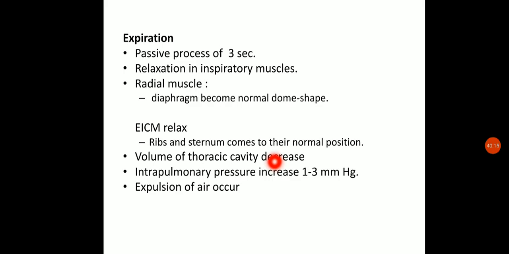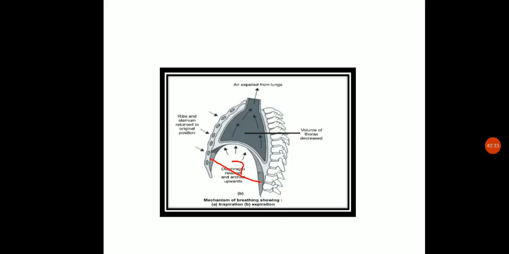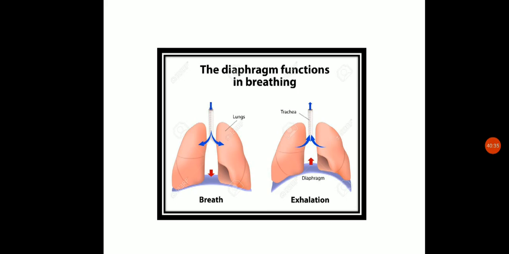The pressure inside the lung is higher compared to the outside, and hence the air will start moving outside the body. Such a condition is called expulsion of air. Okay, that was about the inspiration and the expiration. So this is how inspiration and expiration take place.